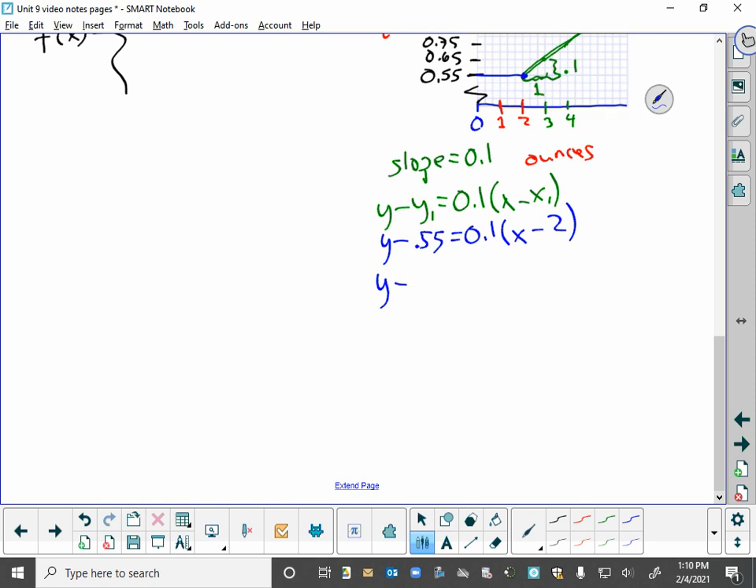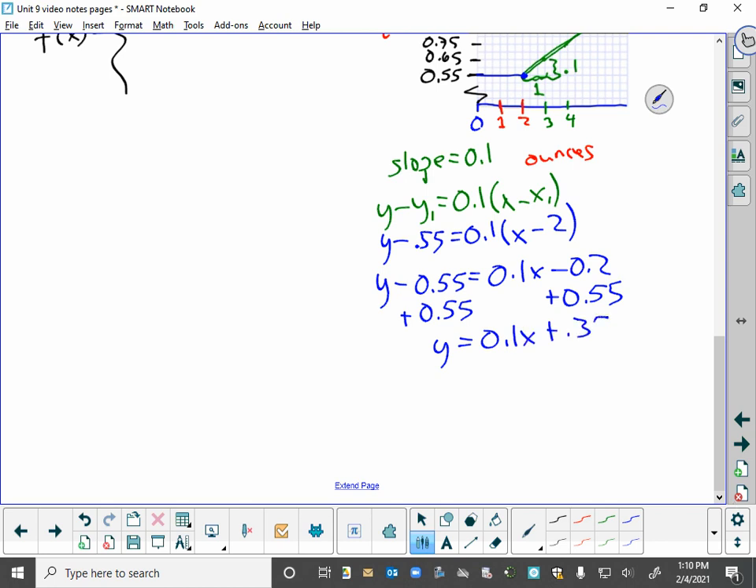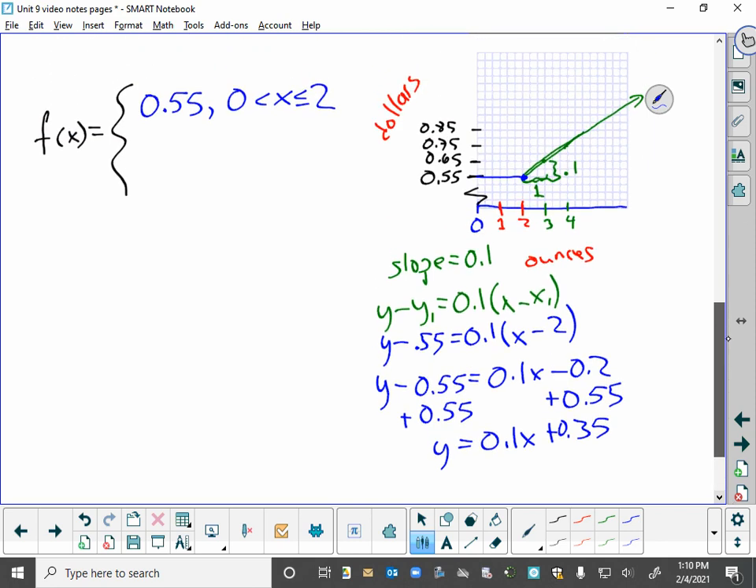And so y minus 0.55 is equal to 0.1x minus 0.2. And if I add the 0.55 to both sides, then it's going to say my equation is 0.1x plus 0.35. And that should be my rule for the green part of the line.